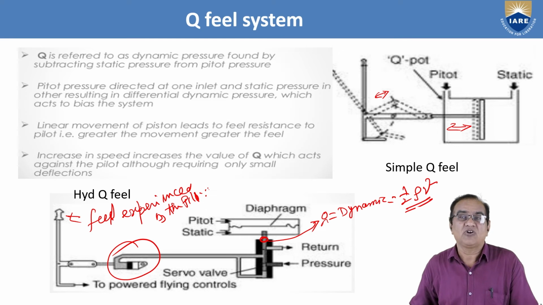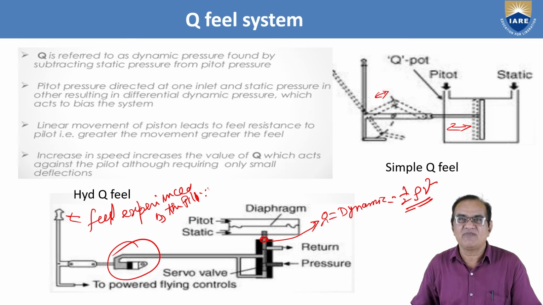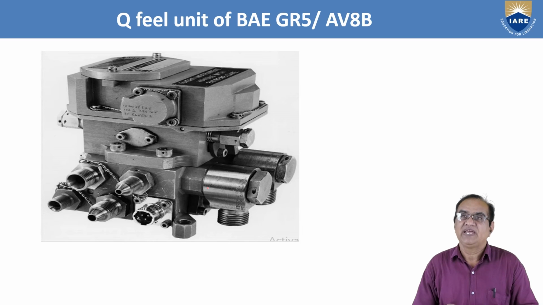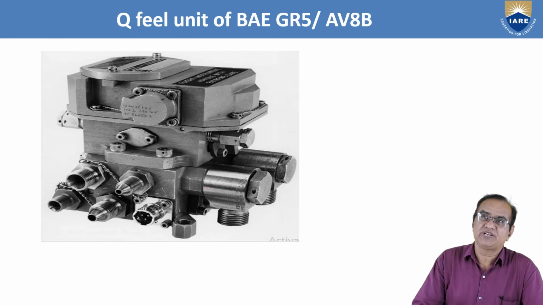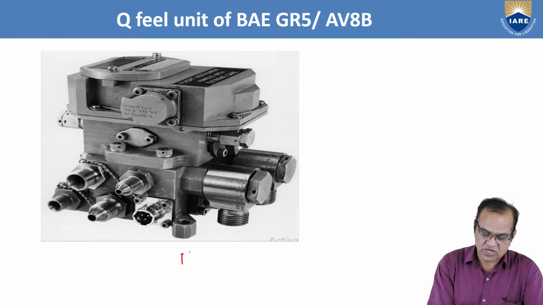Otherwise, in autopilot, how will the pilot control? If anything is going wrong, the pilot should feel it. The pilot does not have any sensors, but the autopilot has the sensors. This sensor signal will come from the speed and other activities, and it will be generated by the Q feel system. This is shown here, a Q feel unit of BAE GR5. The Q feel unit looks like this.